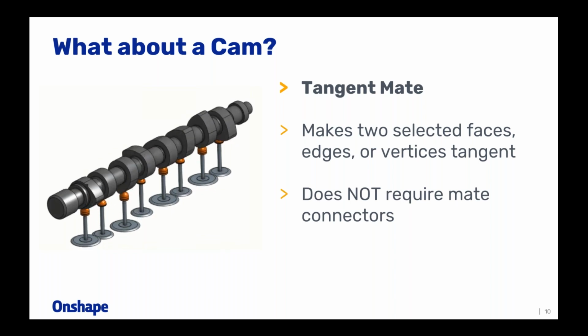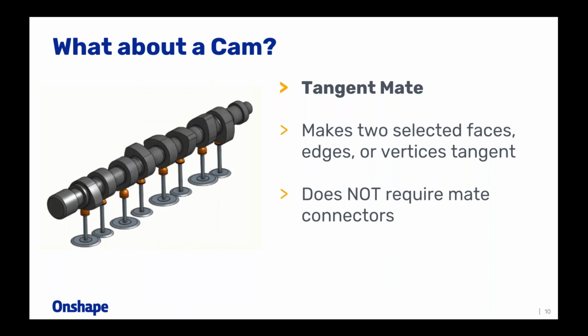An excellent example would be a cam and a follower, where I select all the faces of the cam as part of the command. I select the follower, and as I rotate the cam, it will maintain tangent relationship to the face of the cam, all faces of the cam, even if there's multiple.